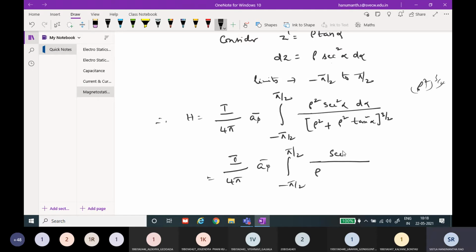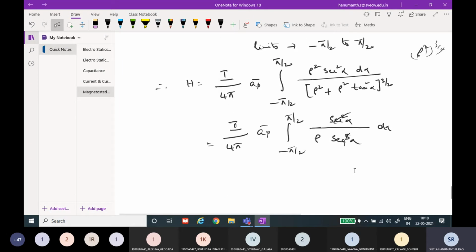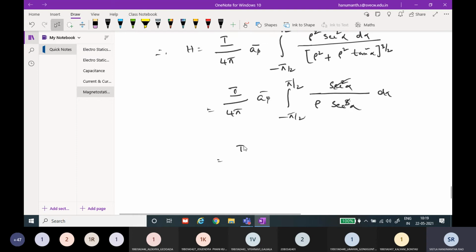So that is the reason in the numerator there is secant square alpha, and 1 plus tan square alpha is secant square alpha. Secant square alpha whole power 3 by 2 means secant cube alpha, so the result is 1 by secant alpha. Now the entire integration is with respect to alpha, therefore rho is a constant. I take I by 4 pi rho a phi bar outside, integral from minus pi by 2 to pi by 2, 1 by secant alpha is cos alpha d alpha.